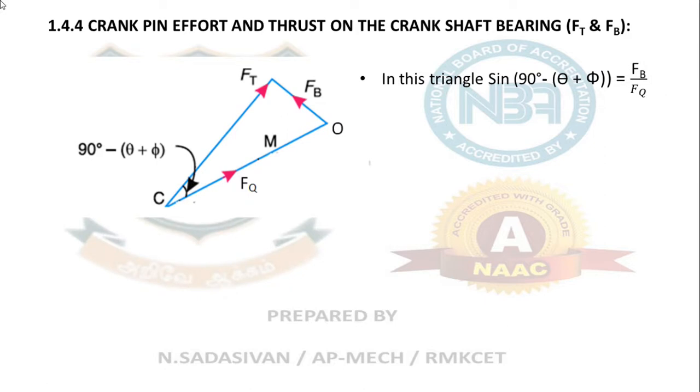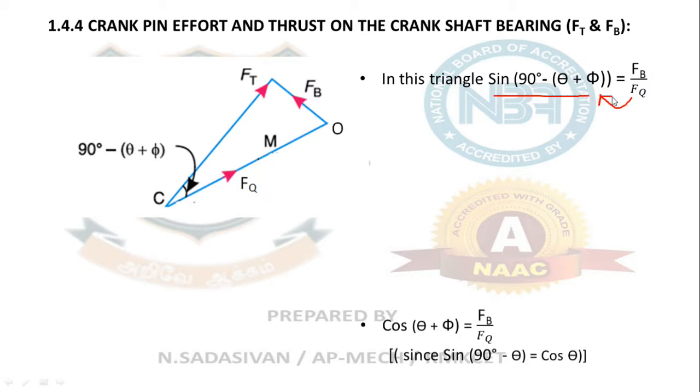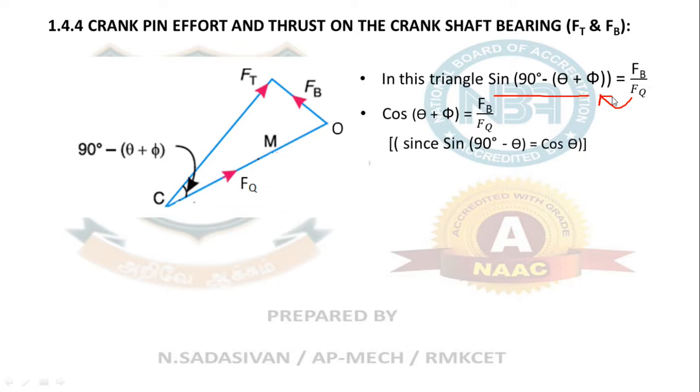Similarly, Ft was on the adjacent side of this triangle, so you wrote cos. Now Fb is on the opposite side of the subtended angle, therefore write sin. Sin of 90 minus theta plus phi equals opposite side by hypotenuse. Sin of 90 minus theta plus phi equals Fb by Fq. Similarly, sin 90 minus theta is cos theta. I can cross multiply this. What will happen? Fb by Fq equals cos theta plus phi.